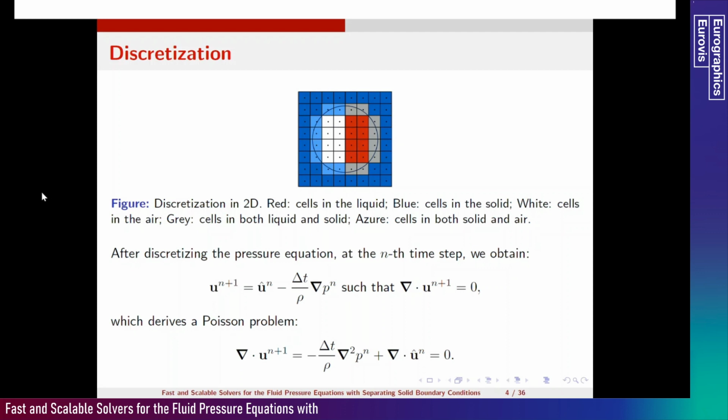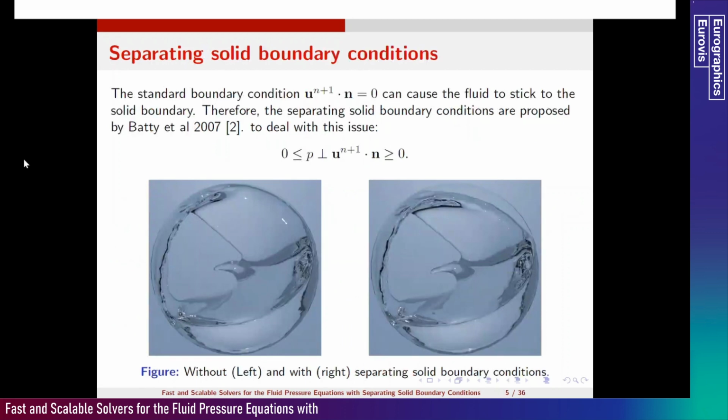At the nth time step, we obtain U hat after applying the body force and proceed to the pressure equation. When it comes to the boundary, the standard boundary condition causes the fluid to stick to the boundary as shown in the left figure, which is considered unrealistic. Therefore, the separating solid boundary conditions are proposed to deal with it. This means either the fluid is moving away from the wall, or there is a pressure force acting to prevent it from entering the wall.